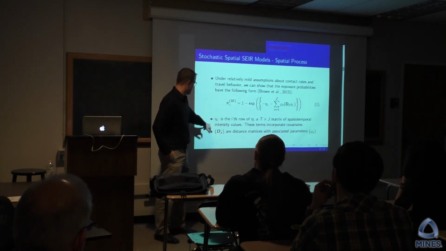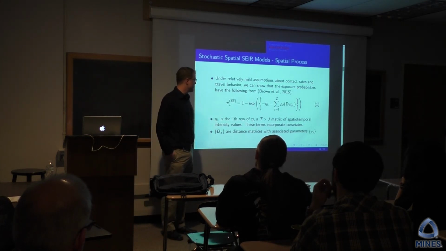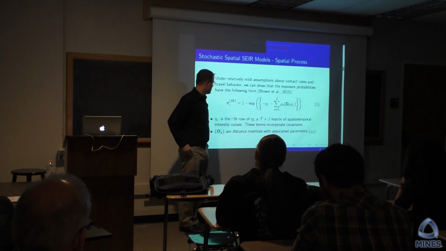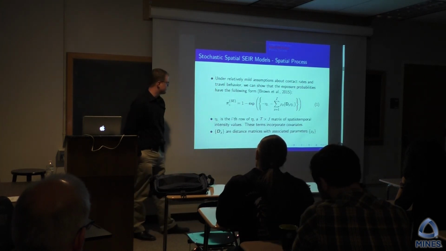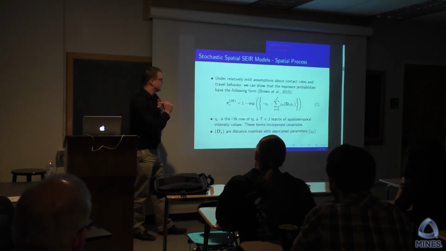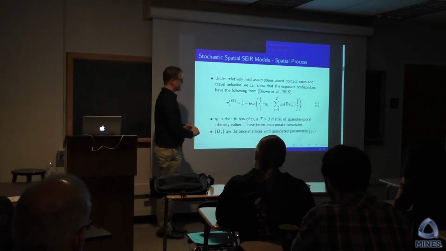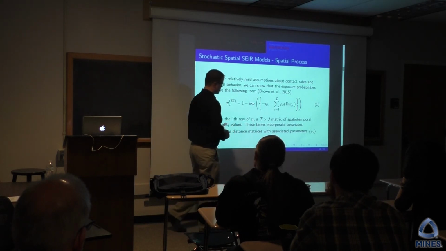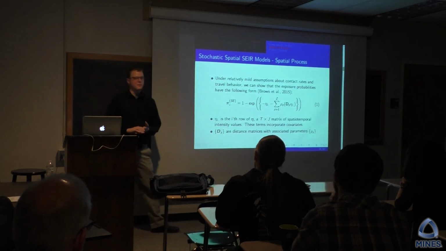So this eta ij, the sort of intensity term, we actually formulated as a matrix, and that's what allows us to use these distance matrices as a sort of smoothing operator over those things. And it incorporates a couple of different terms. It incorporates the infectiousness of a pathogen, it incorporates the contact distribution, and it incorporates the infectious fraction, right?